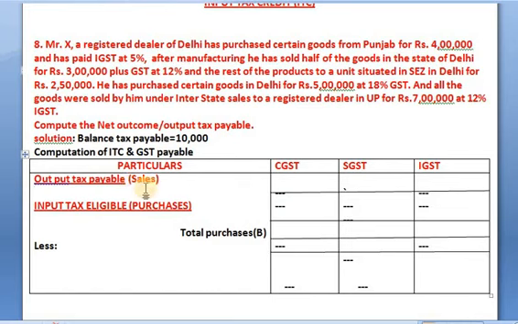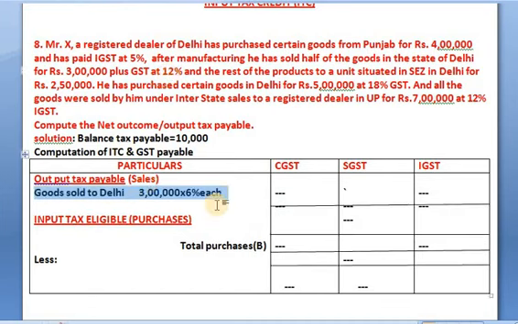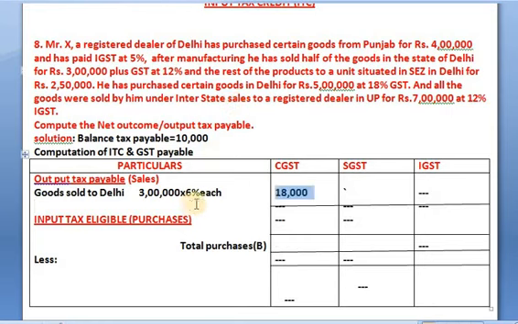First you need to take the sales. Here, he has sold half of the goods in the state of Delhi for rupees 3 lakhs at GST 12%. Since he is in Delhi and the sale is to Delhi, it is intrastate. I have taken 6% each. So CGST will be 18,000 and SGST will be 18,000.